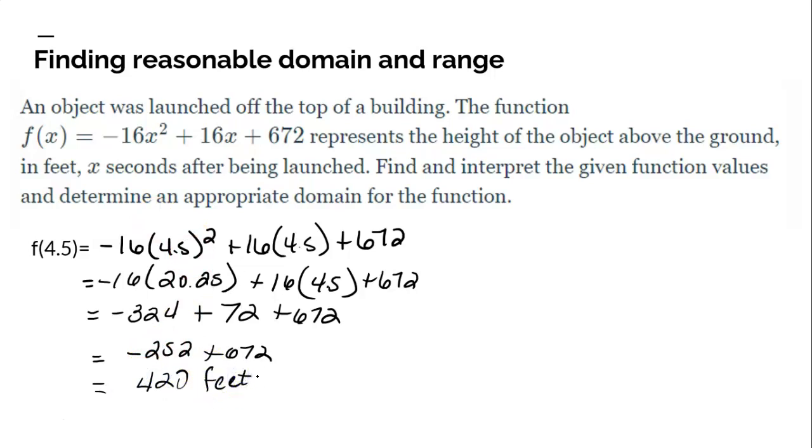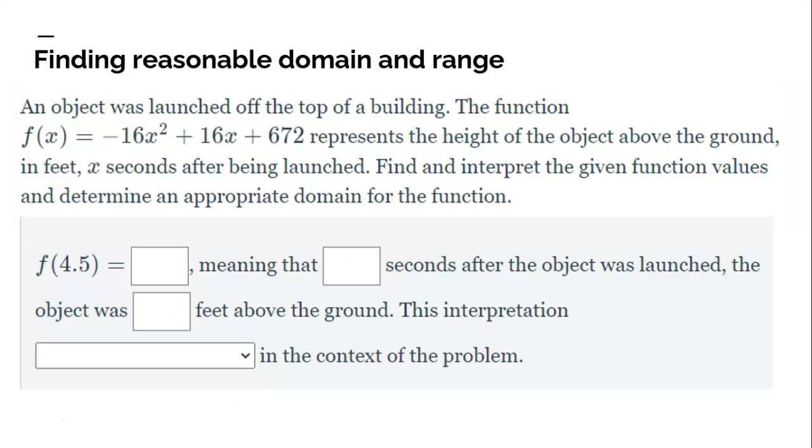So let's talk about what that means in the context of the problem. When I substitute in 4.5, I got 420 for that, meaning that 4.5 seconds after the object was launched, the object was 420 feet above the ground. This interpretation is reasonable. I can launch something and wait 4.5 seconds to see what happens, and 420 feet above the ground is a reasonable number.